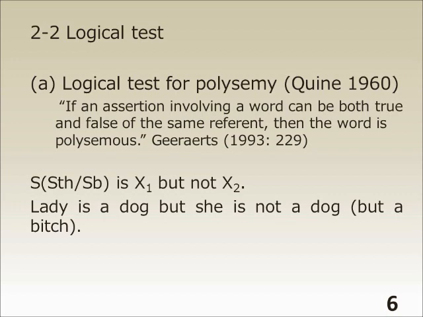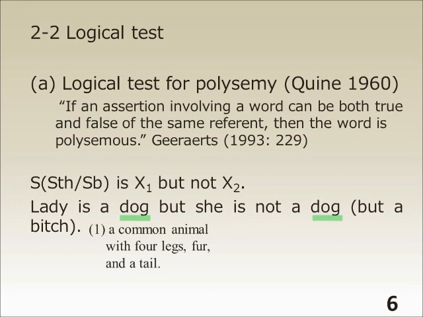Okay, so here we have an example sentence. Lady is a dog, but she is not a dog. So the first dog means a common animal, and the second one means a male dog. Then the sentence is okay. So we can say the word dog has different meanings.